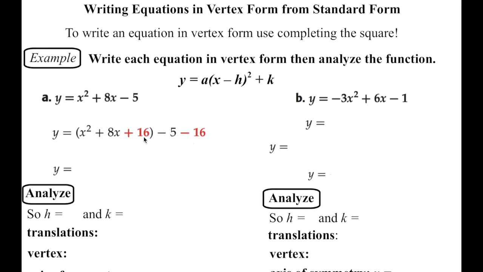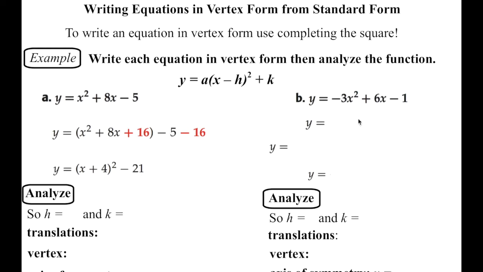it rather than adding it to both sides like we did when we completed the square. So we're actually not adding anything. Okay, we're just writing it in a different way. So now this is a perfect square trinomial. We can write that as x plus 4, the quantity squared. And then these two combine to give us a negative 21.